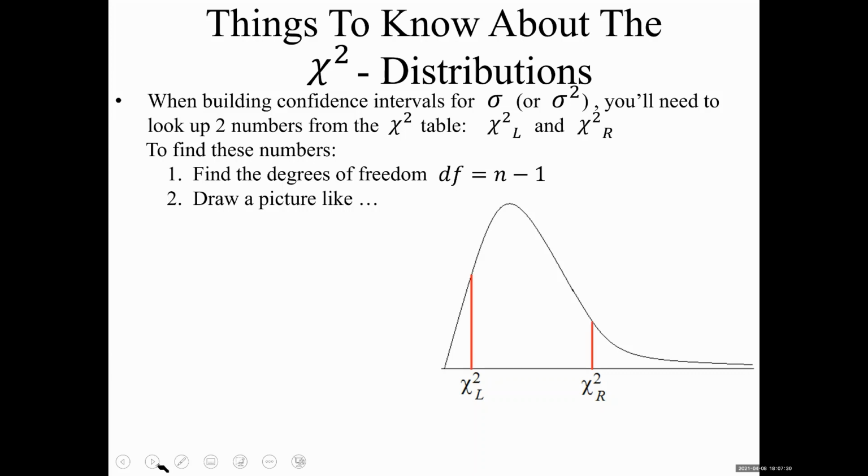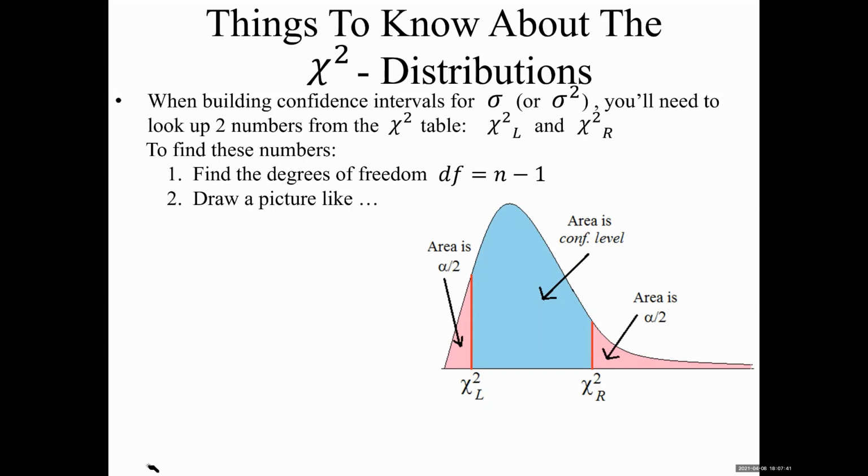You're going to go up to the curve and you're going to shade the ends. Don't shade the middle there. That middle area is the confidence interval, but you're not going to be shading that. You're just going to be shading the ends. And each one has area alpha over 2. And then you can look up these 2 numbers in the table.